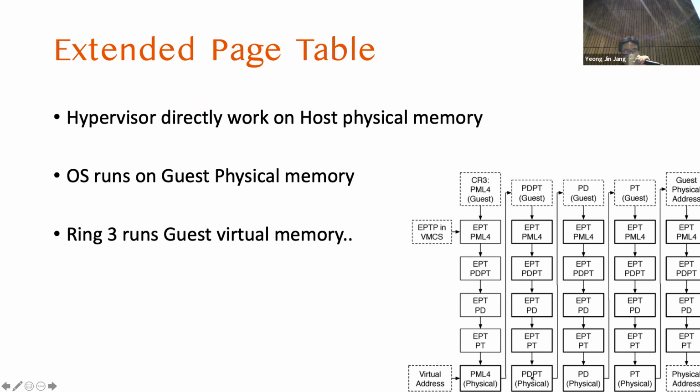And then 1, 2, 3, 4. So we need around 20 times of memory access to get the virtual to physical memory translation. It was 2-level in 32-bit CPU, and then 4-level in the regular 64-bit CPU. But if we want to get into this kind of extended page table, that will be 20 times.